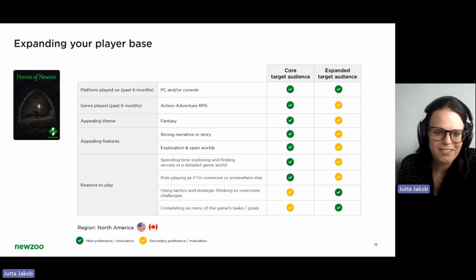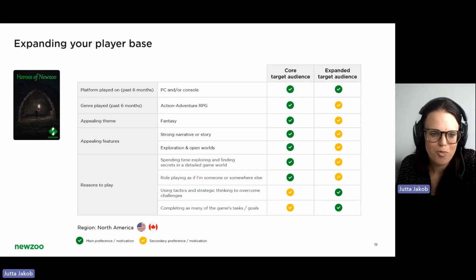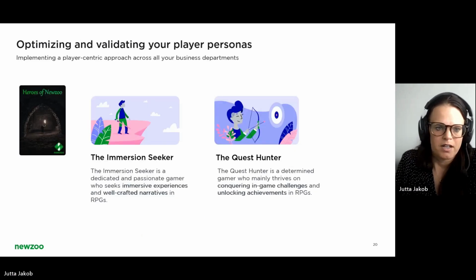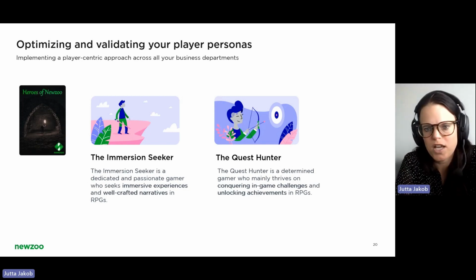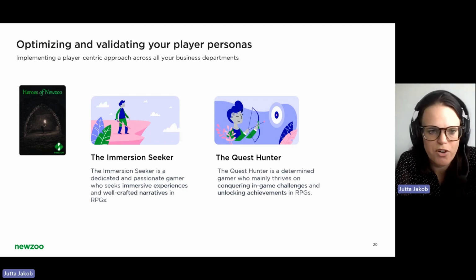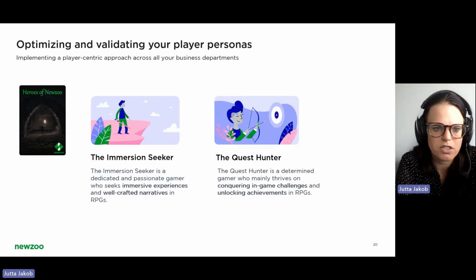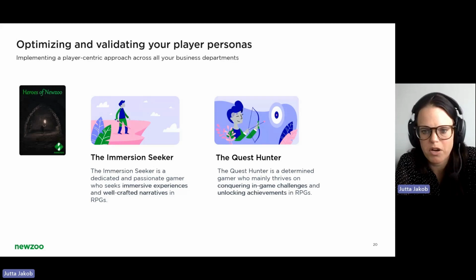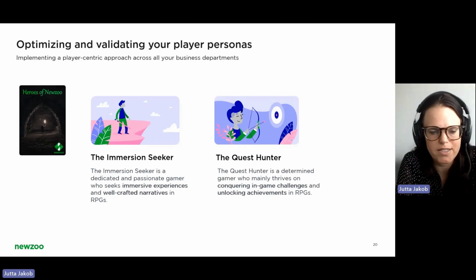Of course, in reality, there are likely more than just 2 main motivational segments that our game appeals to. Again, for the purpose of this webinar, we keep it somewhat simple. So, after further analysis of these groups, we have now defined the personas that seem to be the most relevant for our game: the immersion seeker as well as the quest hunter. This approach ensures that our efforts align with the motivations and desires of our target audiences. This also helps us to implement a player-centric approach across all our business departments to tailor all our activities for Heroes of Newzoo to those two player segments.